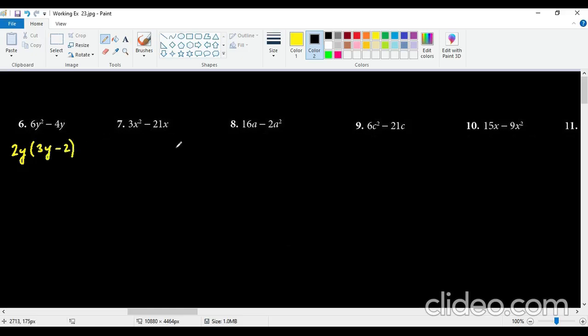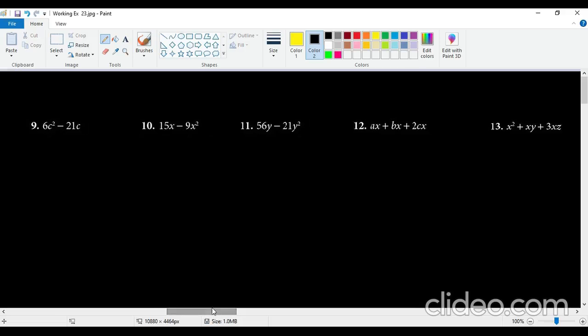Question number 7, it has 3 common and x is also common in both of them. I'll keep 3x outside and 7x minus 7 inside the bracket. For question number 8, I can see 2a is common in both of them, and 8 minus a is going to be the other factor. When these two multiply together, it gives you the expression.